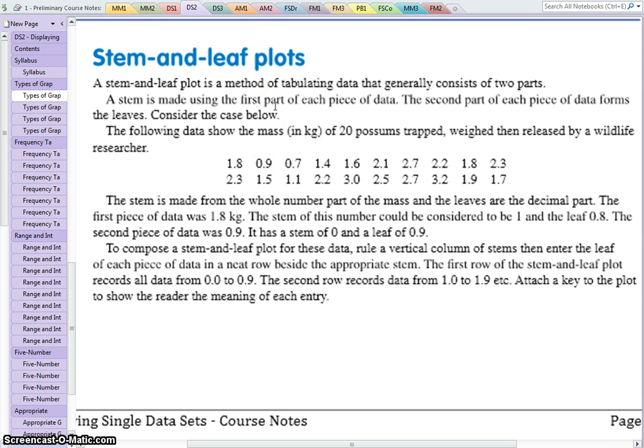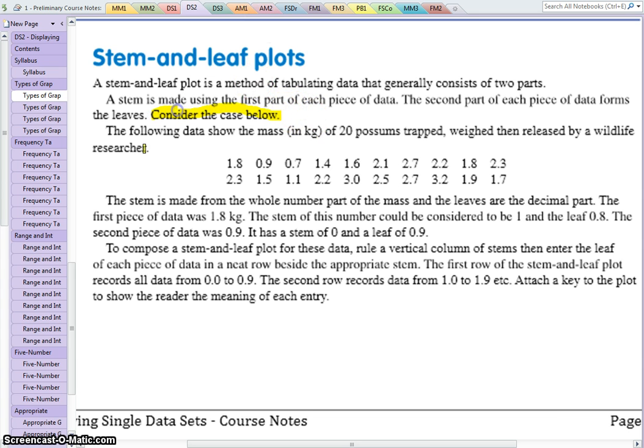Enough about my life. A stem and leaf plot is a method of tabulating data that generally consists of two parts. What we talk about is, funnily enough, a lot like a tree. You have a stem and you have a leaf. The stem is made using the first part of each data, and the second part of each data are the leaves. So they've got a nice little example here below.